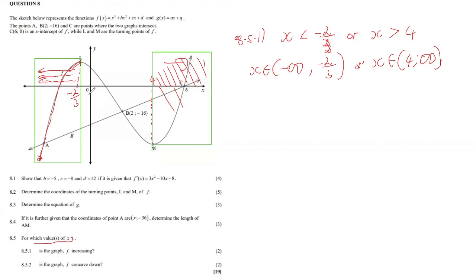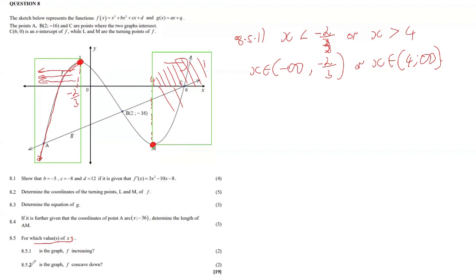Now you can ask, why am I not including the -2/3 and the 4? Remember, at -2/3, the graph is not increasing or decreasing. It is simply stationary. Hence, we say these ones are stationary points. So at this point, your graph is not increasing or decreasing. It's simply just stationary. The gradient is 0 there. So everything is just horizontally there.